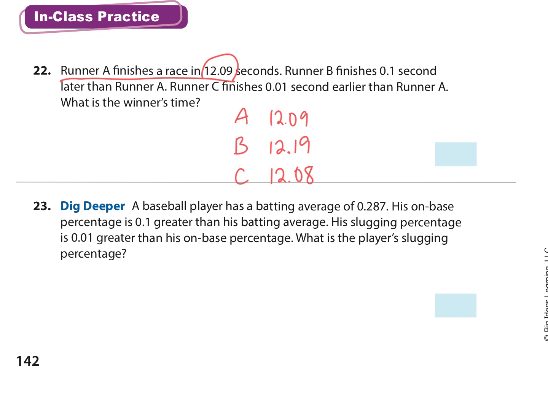Okay, now can I answer the question? What is the winner's time? 12 and 800ths. Yes. Runner C. And we're doing seconds, SEC. Okay, y'all try 23. Read it together, break it apart, see if y'all can solve it. And then we'll talk about it.